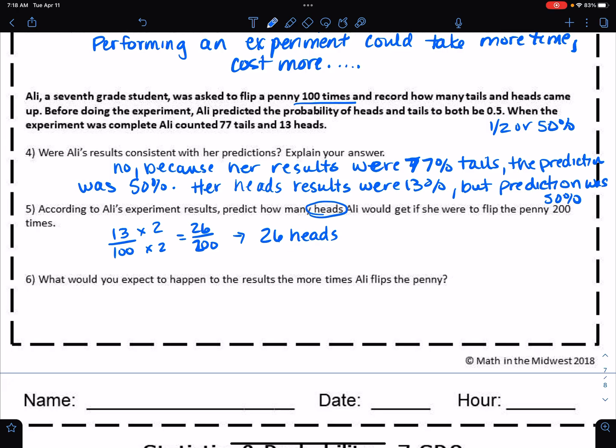What would you expect to happen to the results the more times Allie flips the penny? I would expect them to get closer and closer to 50%, because we know that should happen.